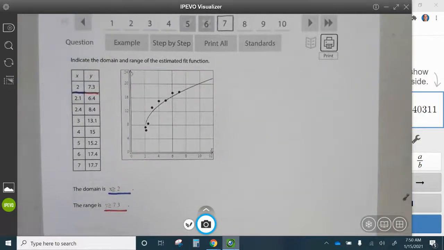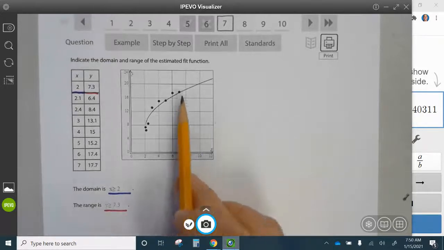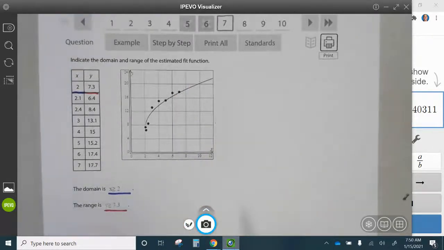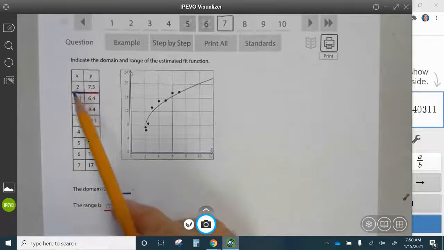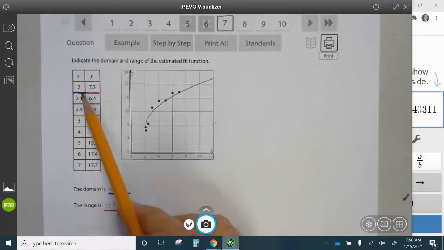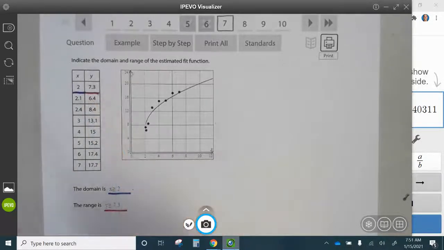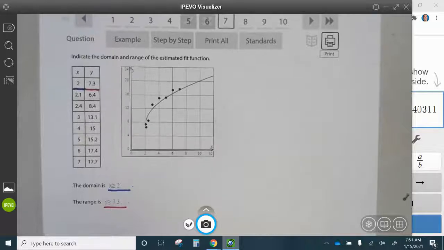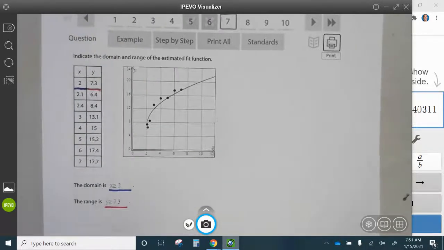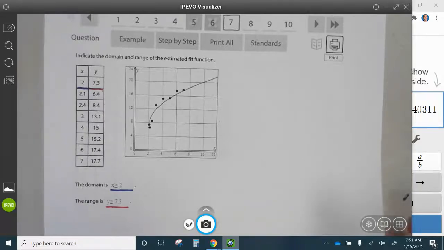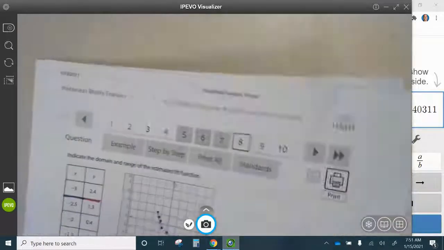Question number 7. Indicate the domain and range. Again, very simple. Domain is greater than or equal to because it's going to the right, and range is greater than or equal to because it's going up. Now, the domain value is the x value of the vertex, which is 2, and the range value is the y value of the vertex, which is 7.3. So the domain is x greater than or equal to 2, and the range is y greater than or equal to 7.3. All right, go and finish up question 7. All right, question 8.